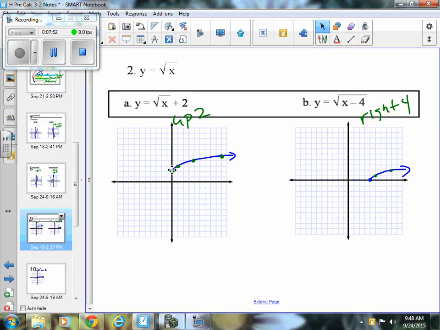Letter B there, it's right 4. Look at the 4 inside with the x. That means it's going to the right. We see a minus there, so my vertex point would be at 4, 0, and then again, over 1, up 1, over 4, up 2.